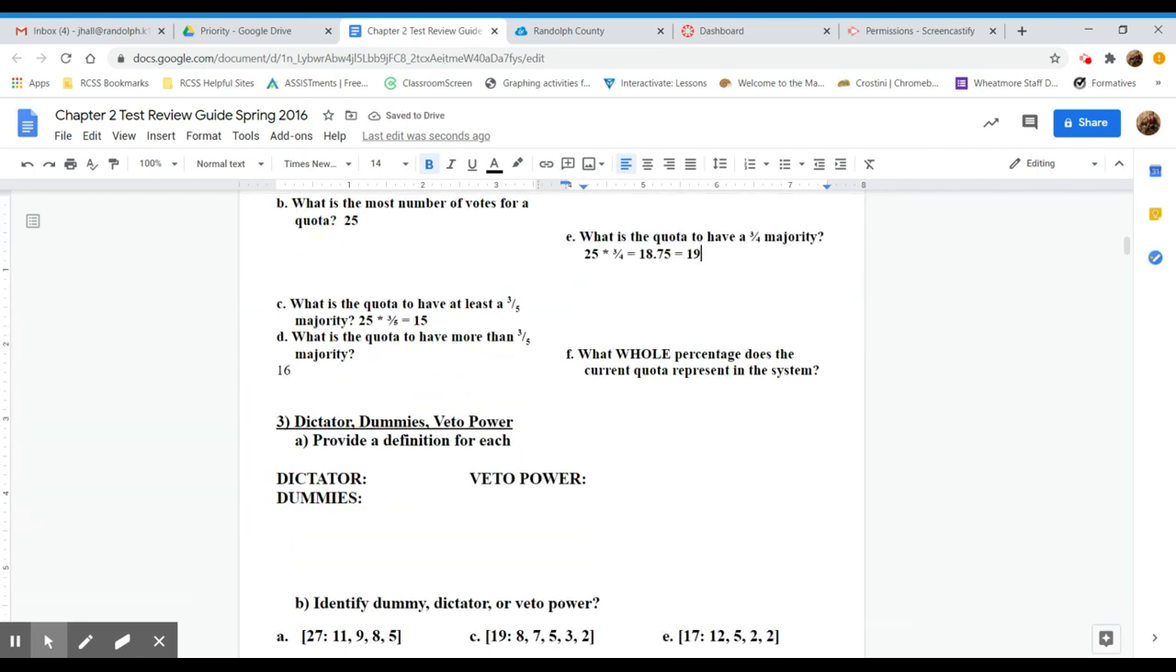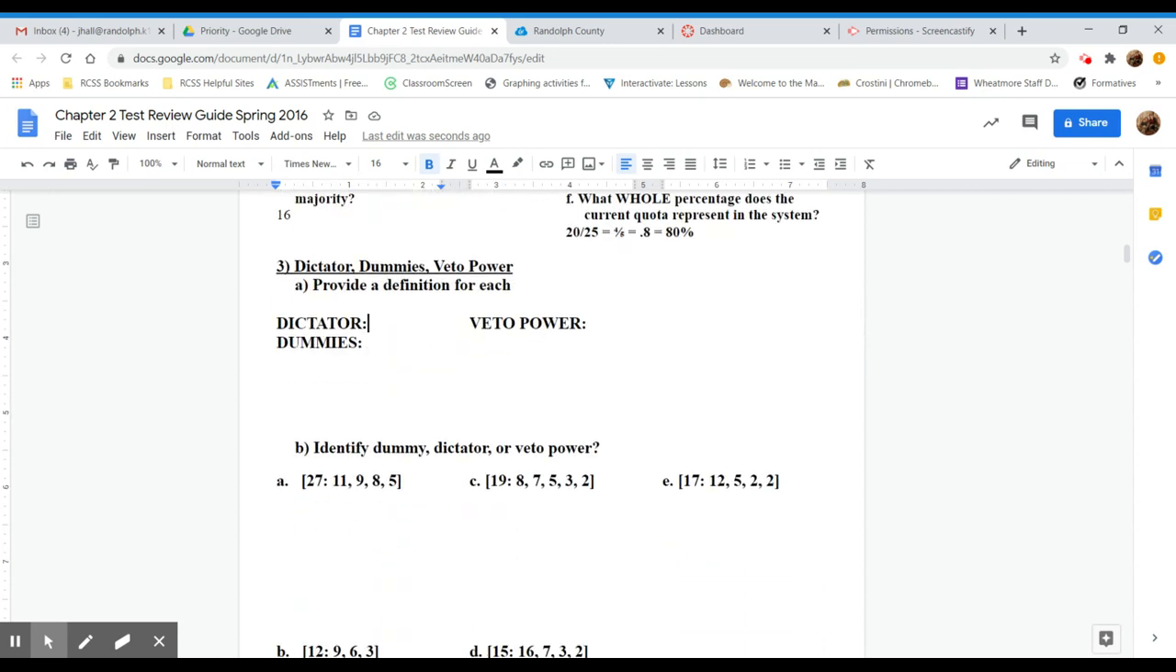What whole percentage does the current quota represent in the system? So in this case, our quota was 20. We know that 25 is going to be the entire system. So what we need to do is take 20 divided by 25, which is really going to reduce to 4/5 or 0.8. It wants percentage, so 80%. And it'll say whole percentage just in case it's a decimal, it wants you to round up.